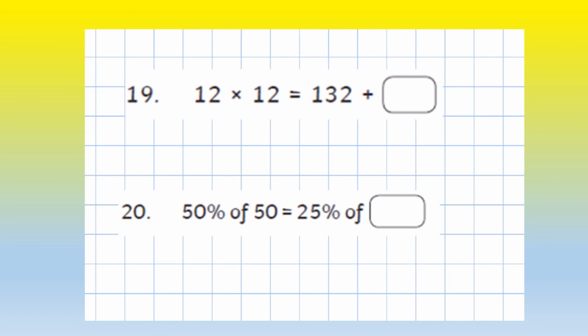12 times 12 is 144, and then we've got to make 132 up to 144. Well, to 132 we add 12 to it. 50% of 50, well, that is 25, because that is half of 50. And what is 25% of 100? Okay, well, 25% of 100 is 25. So the answer's got to be 100.